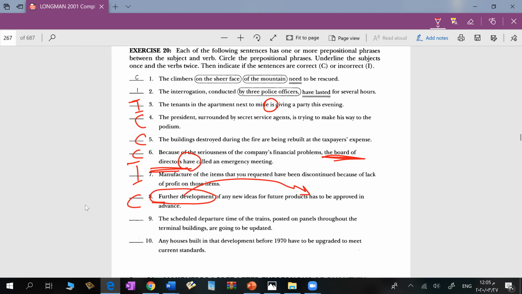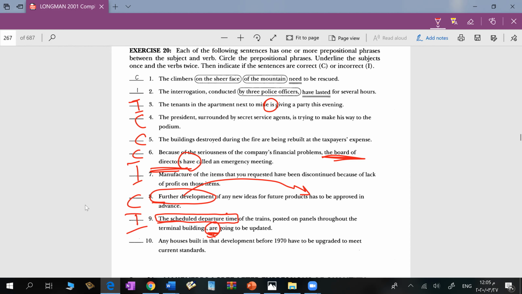The scheduled departure time of the trains posted on panels through the terminal buildings are going. Is going. What do you think? Is going, yes, because the subject is the departure time. Departure time, this is a singular noun, so it needs to be "is".